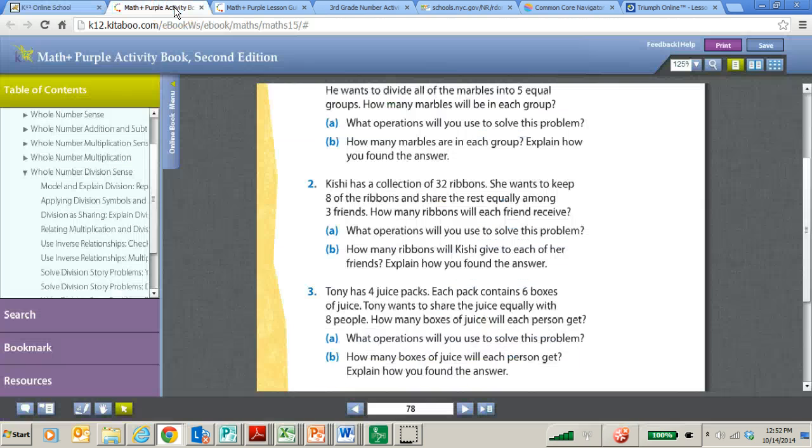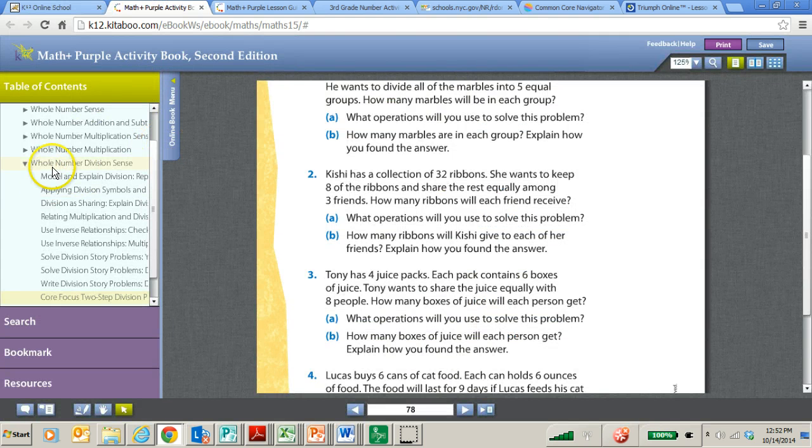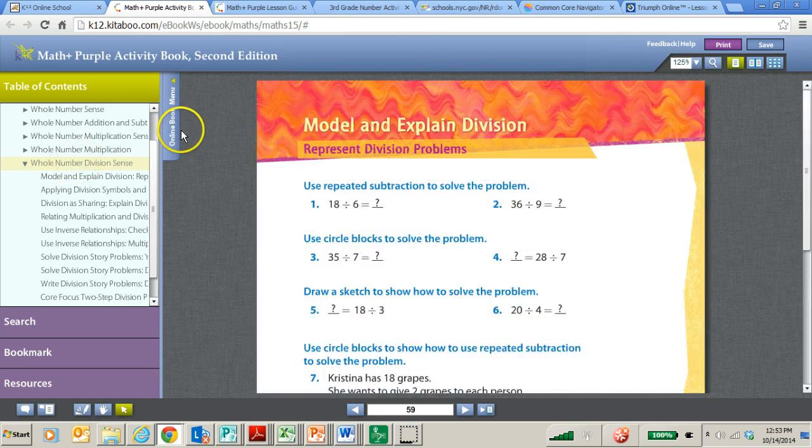So let's head on over to the student activity book, and I'm going to go to the very first page of whole number division cents. Remember, you can open up this side tab to review all of those units. This unit is very appropriate to what students should be able to master in third grade. The thing that's important is that we want to use a variety of models. When it says model and explain division, we don't just want students to answer with flashcards. We want them to be able to model and explain what it means to divide.